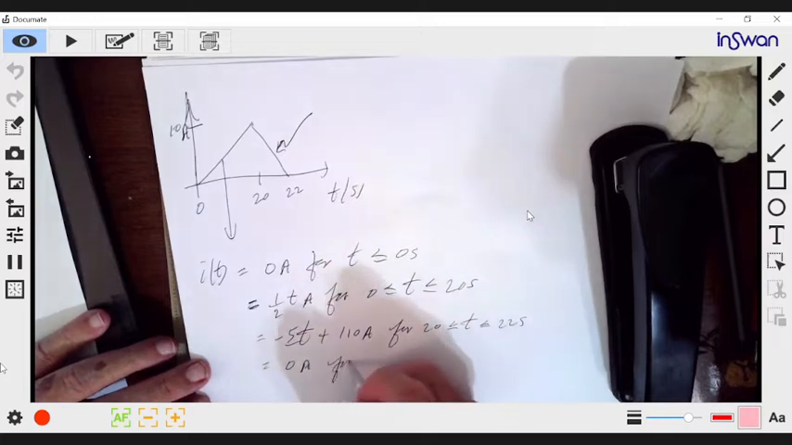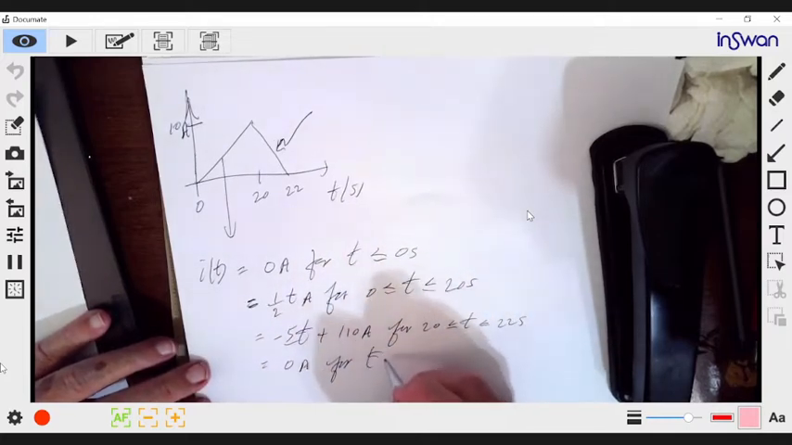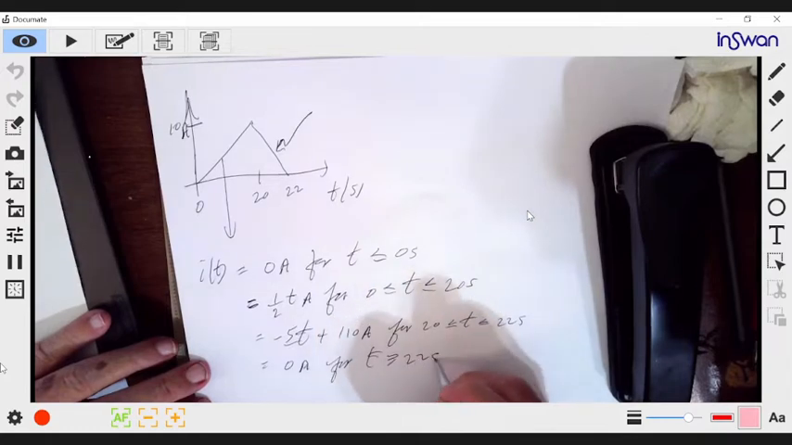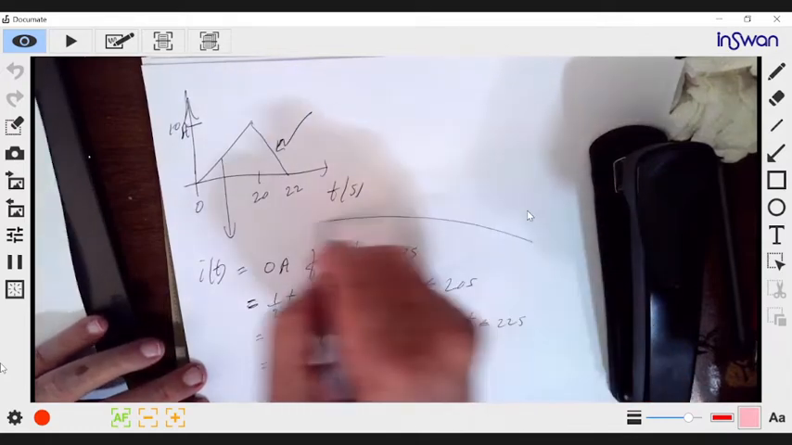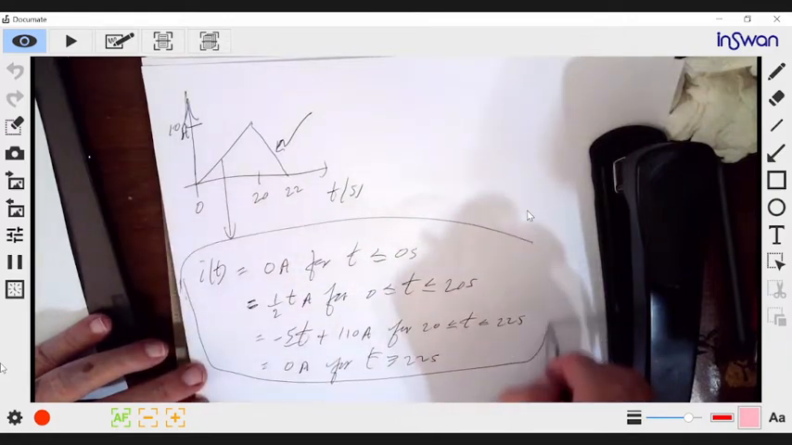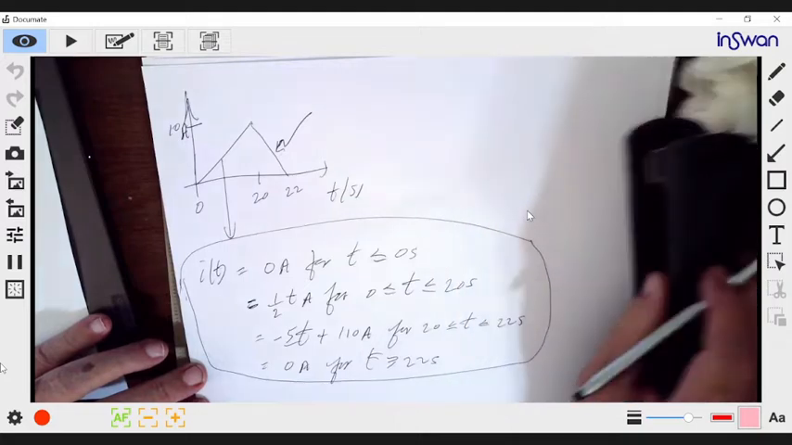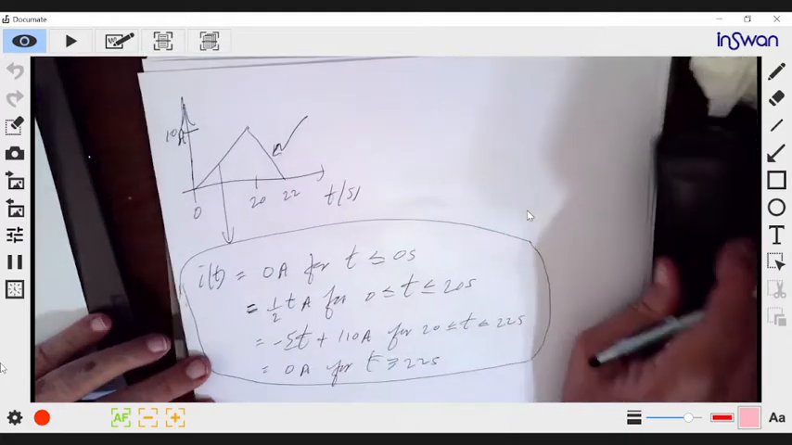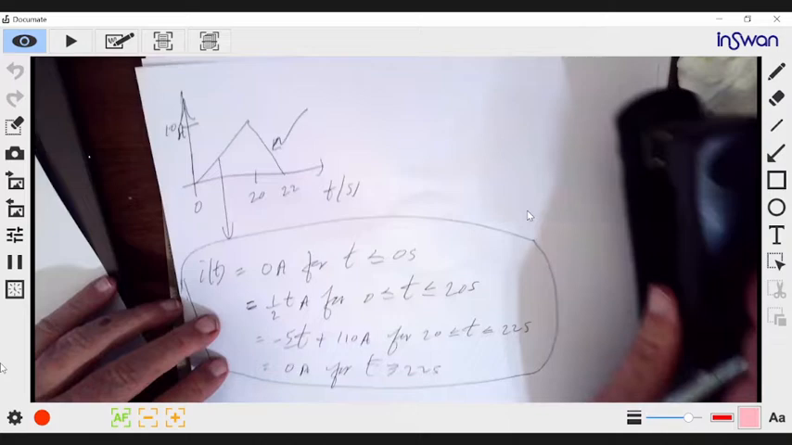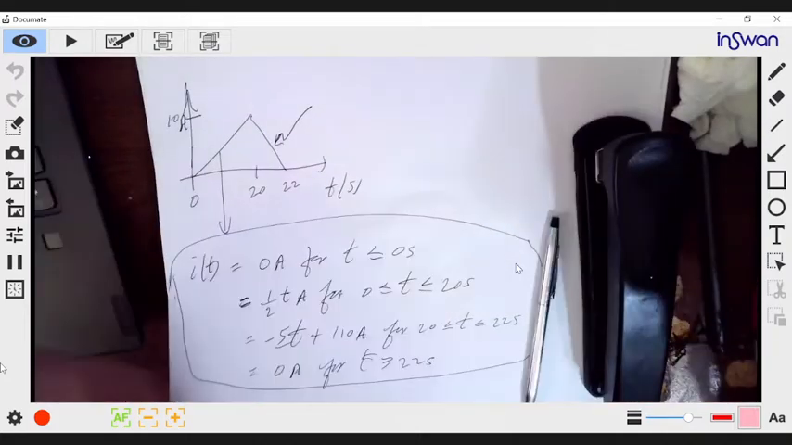And what do we call this equation? What do we call this equation? Piecewise linear description. Linear equation. Sorry. Yes, piecewise linear equation for I of t. We need that to do it the calculus way.